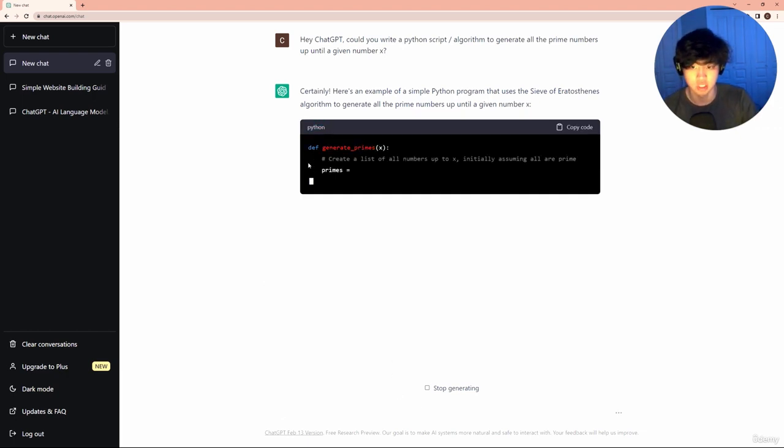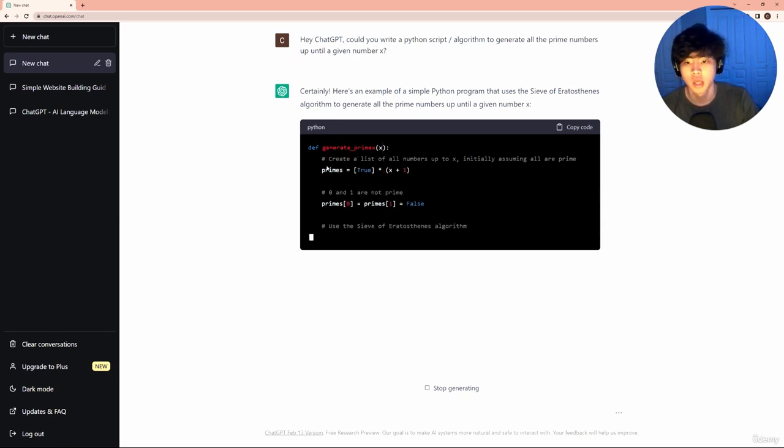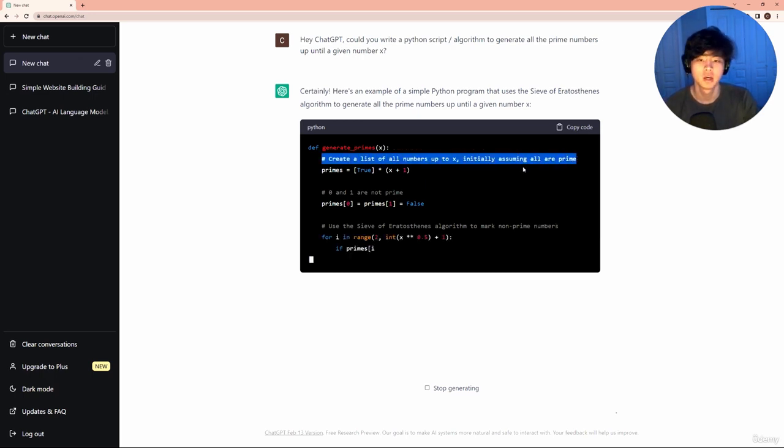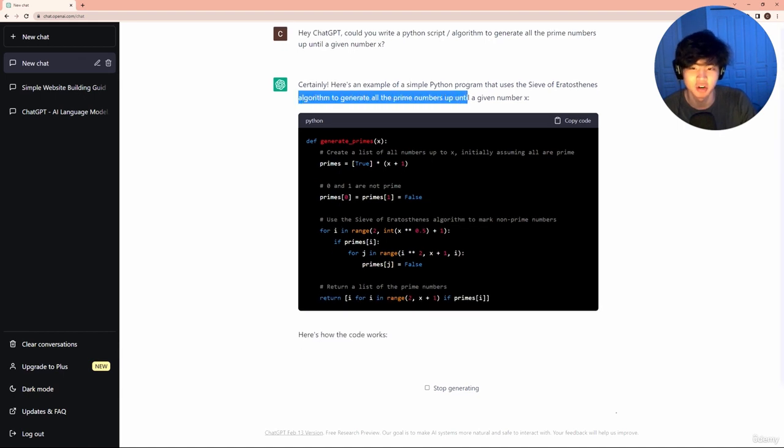It labels this as a Python script. It's a function called generate_primes that takes in x as an argument, and look at that, it's even documenting the code that it's writing. This is going to be an algorithm that uses the sieve of Eratosthenes. I don't know if I'm saying that correctly, but it uses Eratosthenes's algorithm to generate all prime numbers up until a given number x.